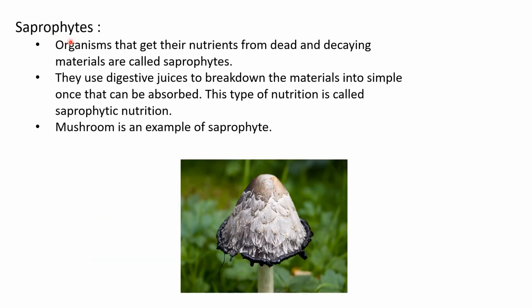Now we learn about the saprophytes. Organisms that get their nutrients from dead and decaying materials are called saprophytes. Next, they use digestive juice to break down the materials into simple ones that can be absorbed. This type of nutrition is called saprophytic nutrition. So here saprophytes are organisms that get nutrients from decaying or dead materials, and they use their digestive juice to break down the materials.